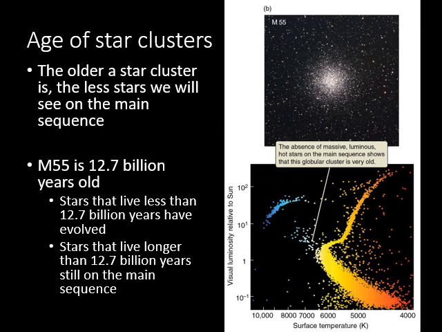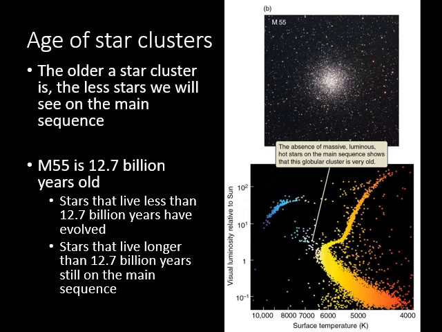So let's summarize and finally answer the question. How old is globular cluster M55? Well, we said the older the star cluster, the fewer stars we will see on the main sequence. Stars at the main sequence turnoff survive for about 12.7 billion years before they start to evolve to become giants. So stars that live less than 12.7 billion years, those would be the stars up here, have evolved. They have become giants or supergiants.